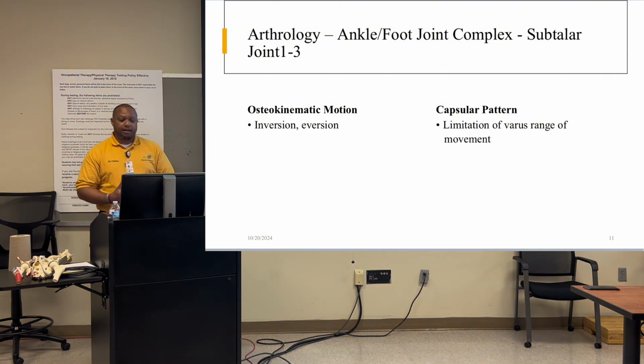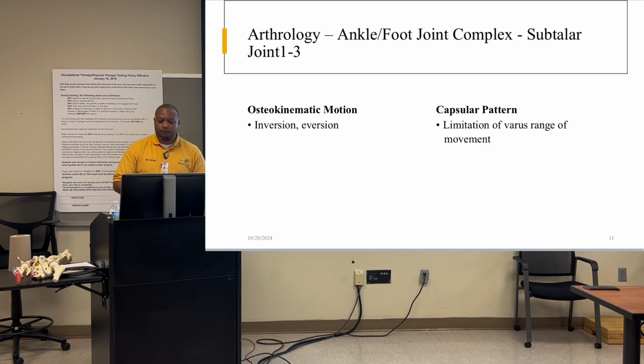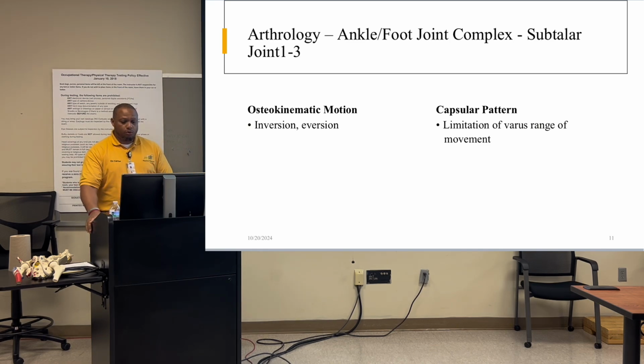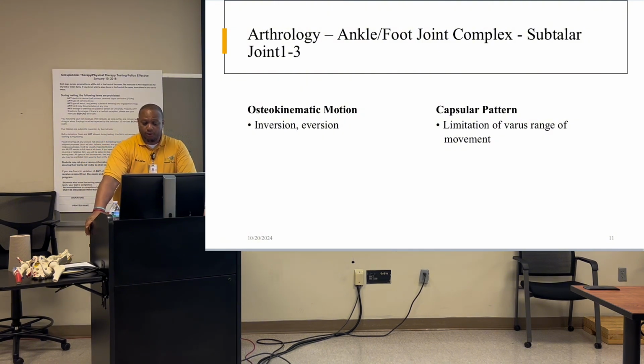Again, your osteokinematic motions at the subtalar joint are inversion and eversion. We typically get a little bit more range of motion and freedom with subtalar inversion than eversion. Most textbooks will read subtalar eversion being about 0 to 5 degrees, and some will read inversion, at the subtalar joint, 0 to 5 degrees or maybe 10 degrees. So just depending on the text.